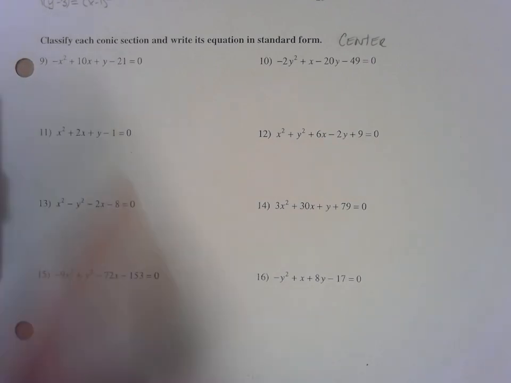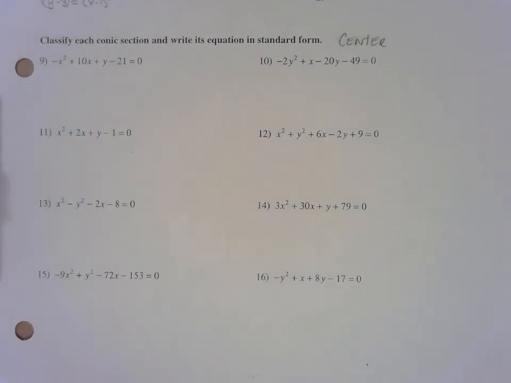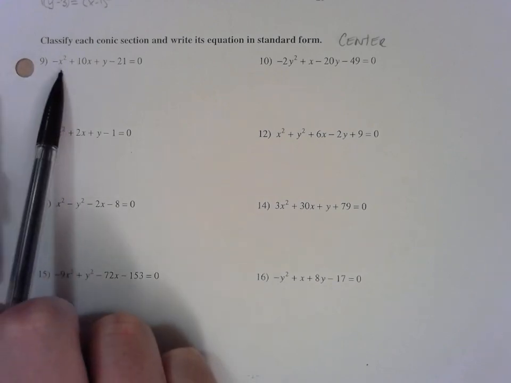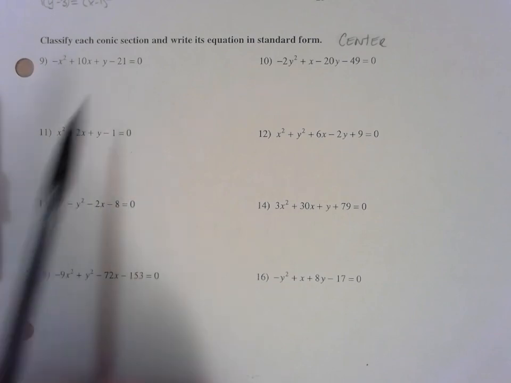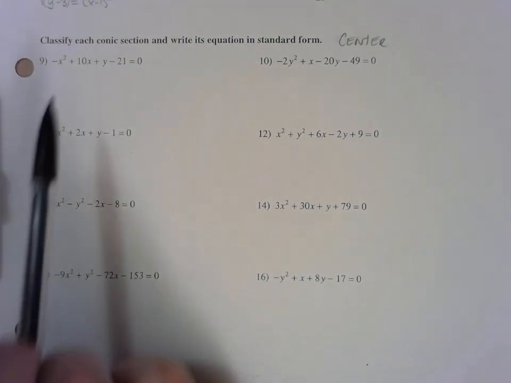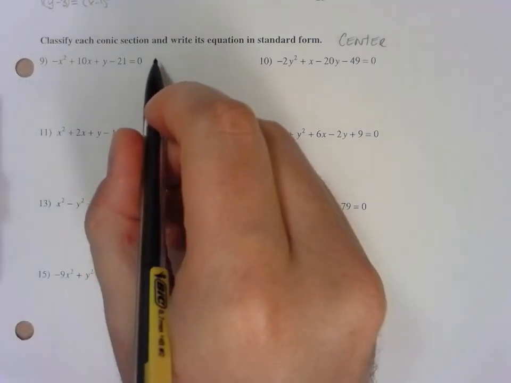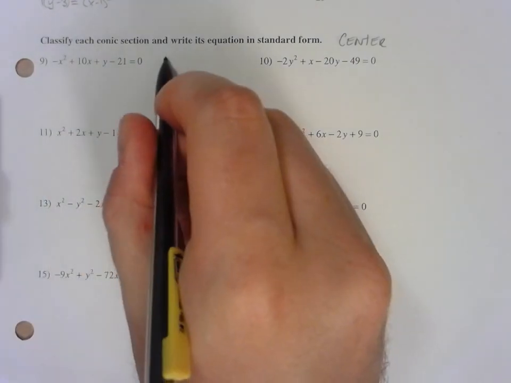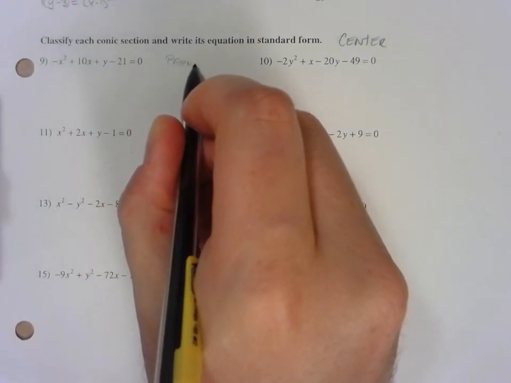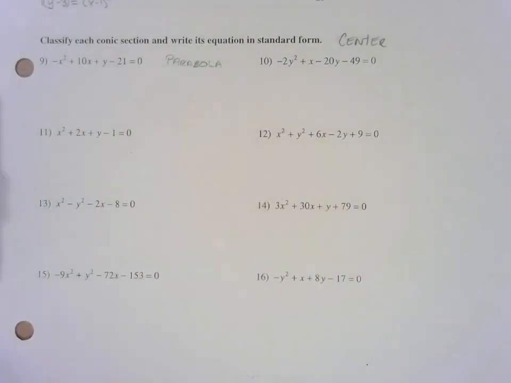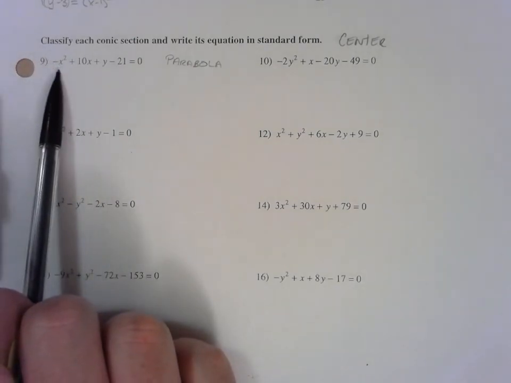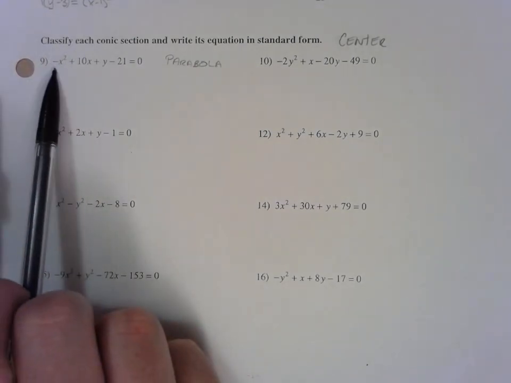Let's get started with question 9. Let's take a look at the 4 terms that I have on the left side. Only one of the 4 terms is squared. The right side is equal to 0. What I can do to help me out is let's just classify this as a parabola first. Only one of the terms is squared. That term is a negative.